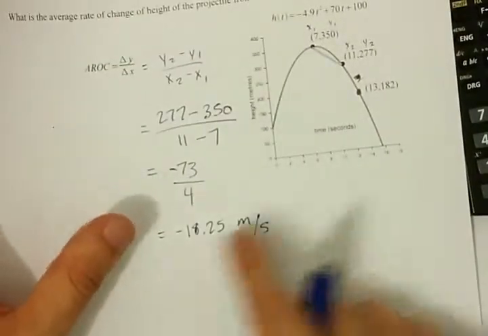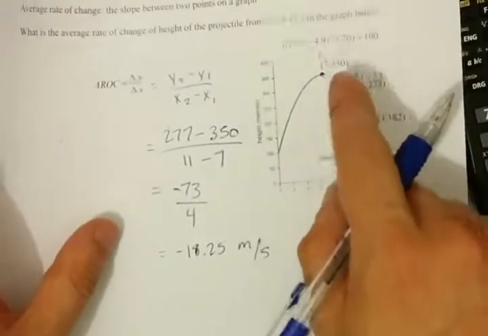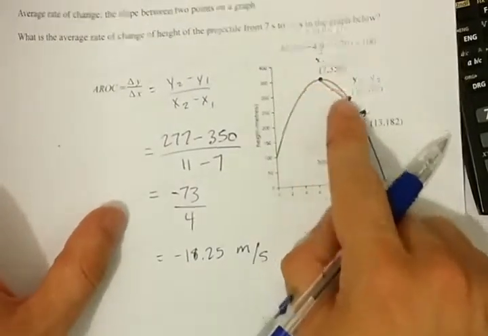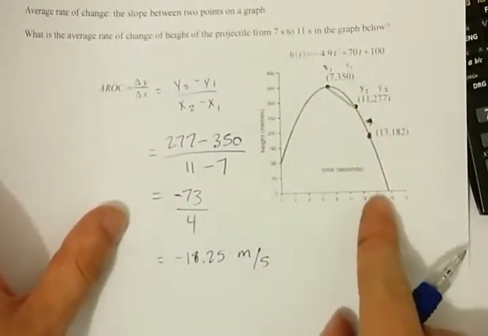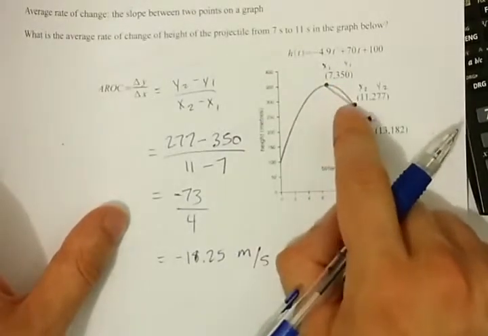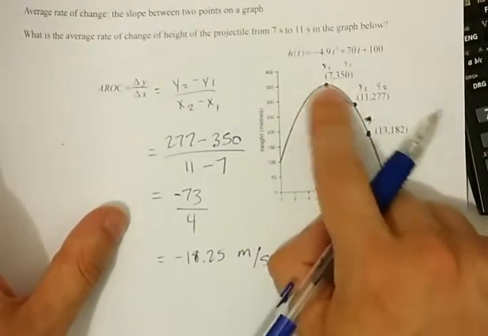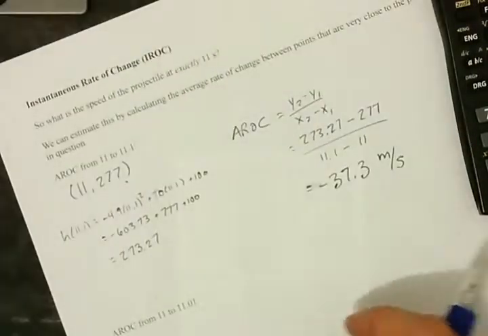That is way different than the average rate of change from 7 to 11. But remember, as you continue to fall, you continue to move faster and faster and faster. So you should be faster at 11 than you were on average between 7 and 11.